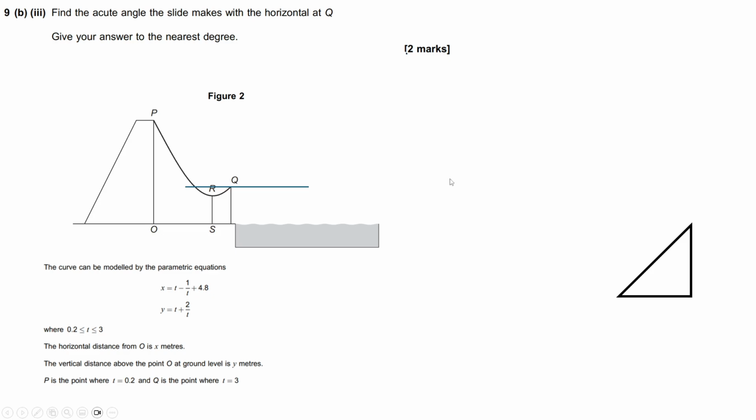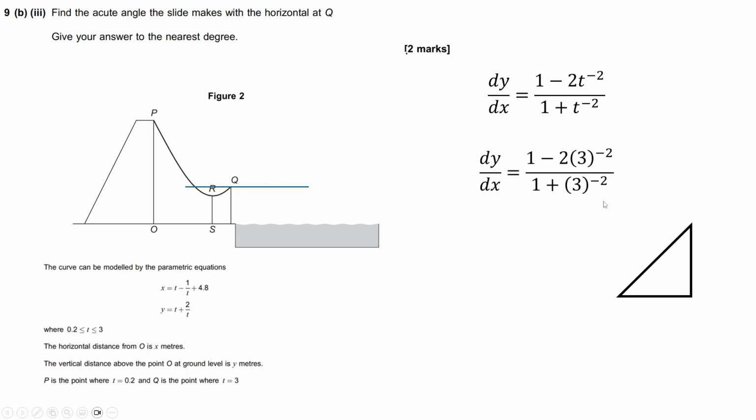So if that's the case, let's just look at the first differential. It's when t equals 3 here, because Q is when t equals 3, as it says down here. So if we plug in t equals 3, we can get what the gradient is here. And that becomes 7 over 10. So it's not actually perfectly flat. It's 7 over 10. But the gradient, if you think about what it actually is, it's the change in y over the change in x, the difference in y over the difference in x. Which means that for every 7 that we go up, we go 10 across, right?